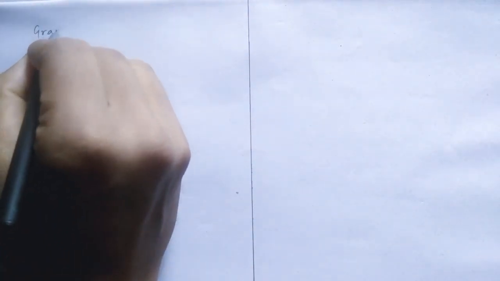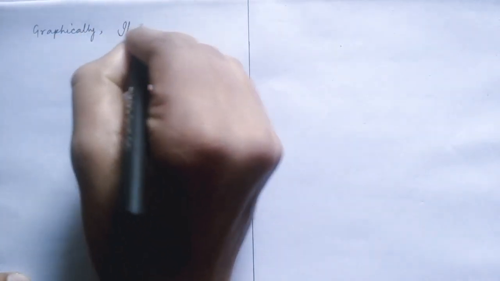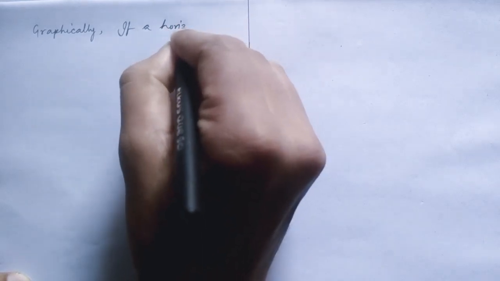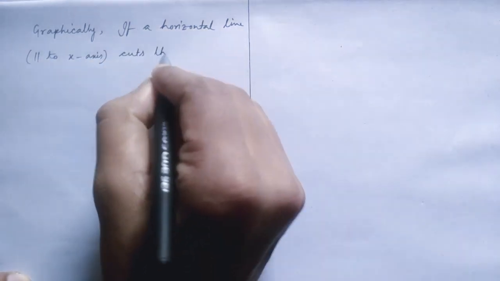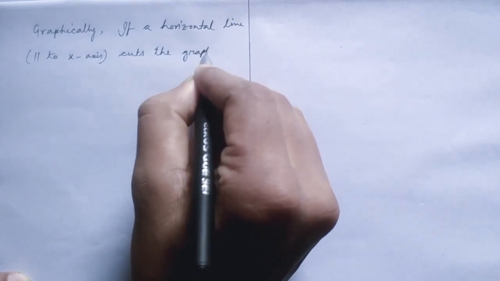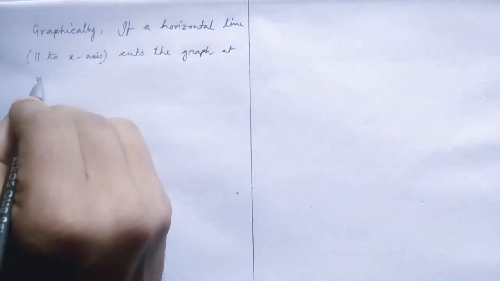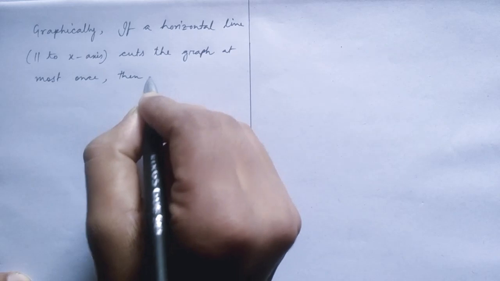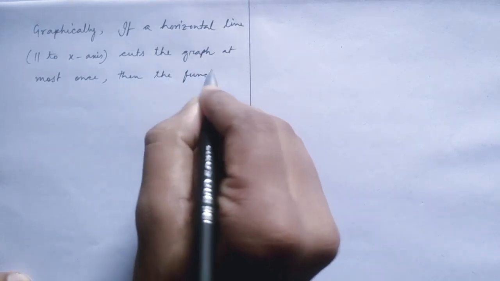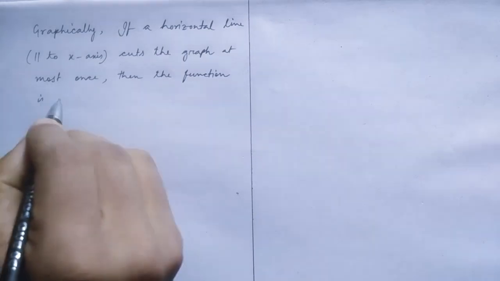Graphically, if a horizontal line, this means parallel to the x-axis, cuts the graph at most once, then the function is one-one.